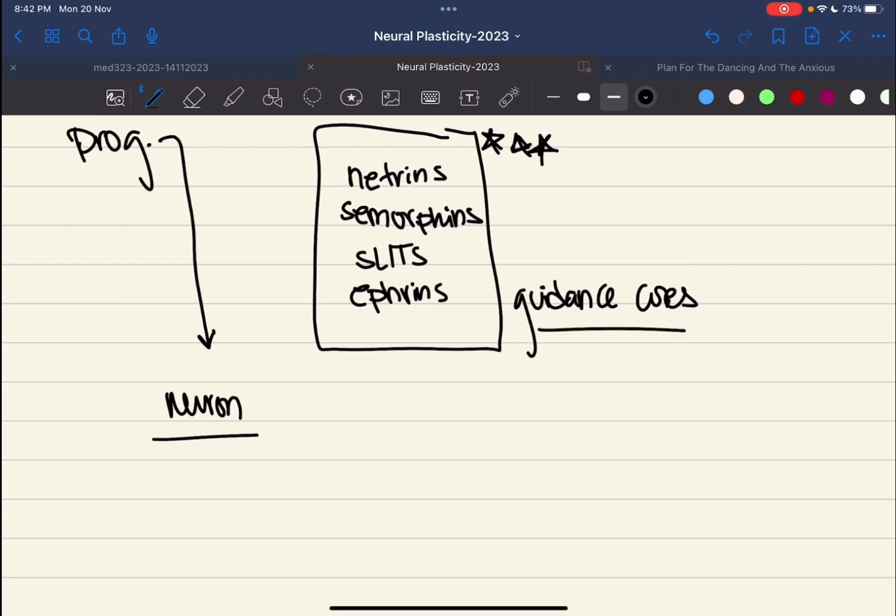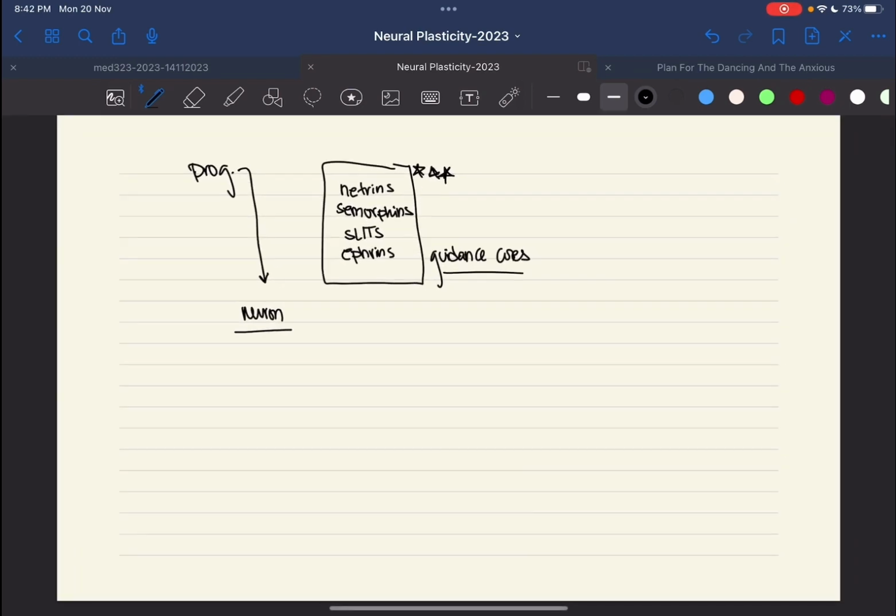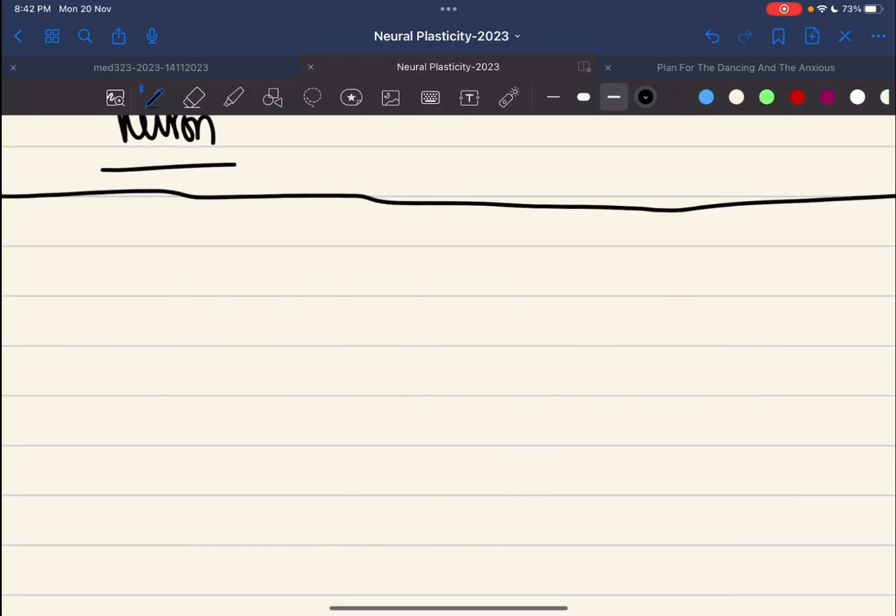Okay, and that's basically it. The last thing we're going to talk about in this section is why can't regeneration occur easily in the CNS? This is actually a major topic in research, regeneration in the central nervous system. There are two main reasons why it can't happen.